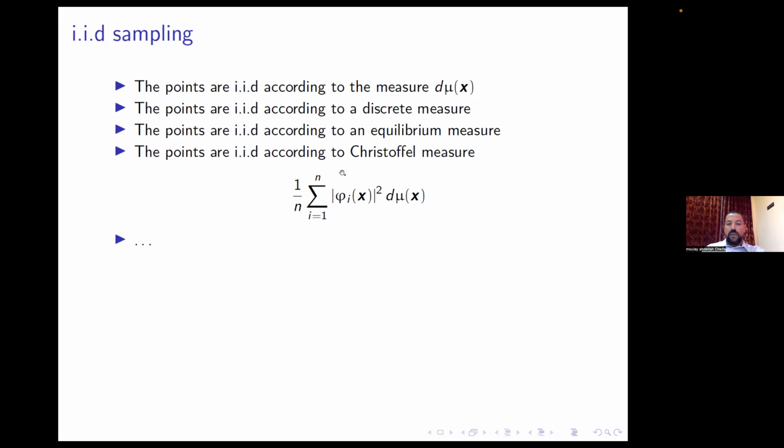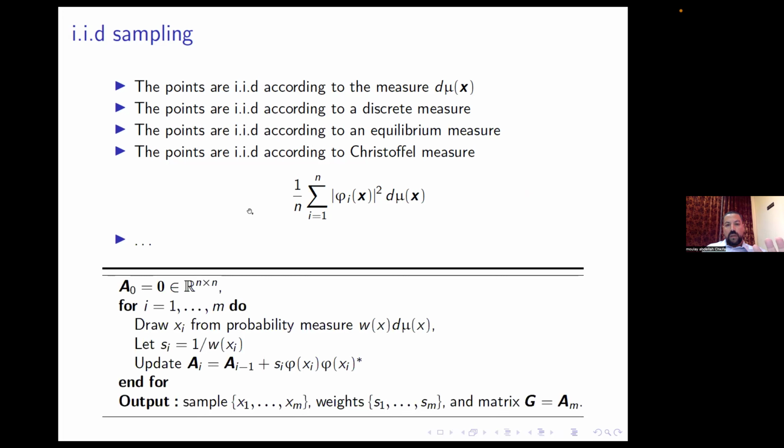the basis phi. Here, the basis phi is orthonormal. In the slide before, it was any basis, an arbitrary basis. But here, if we have an orthonormal basis, what we call a Christoffel measure is this measure over here. And there are a lot of other random sampling techniques we can choose from.